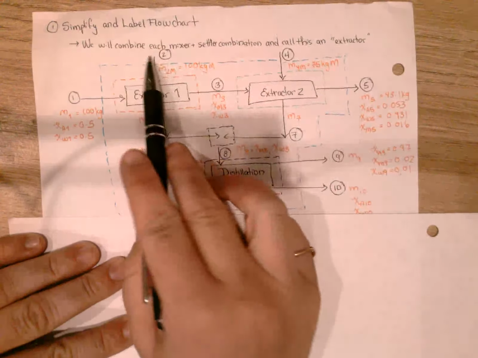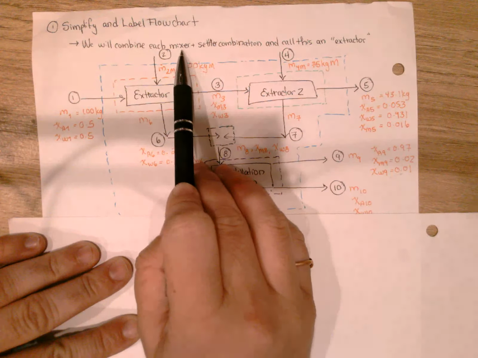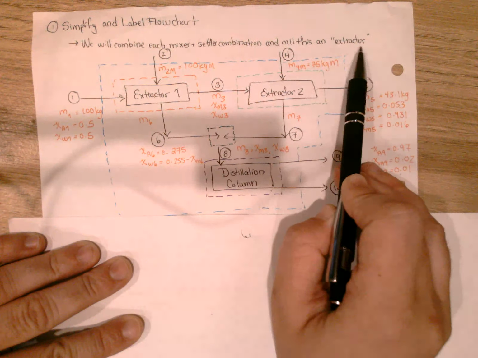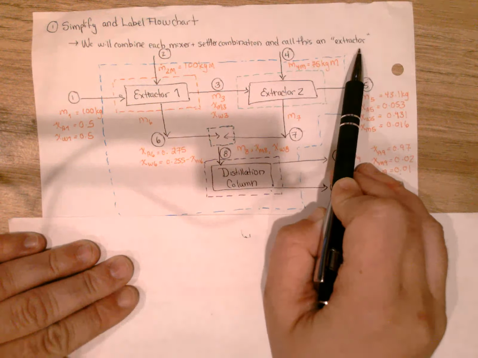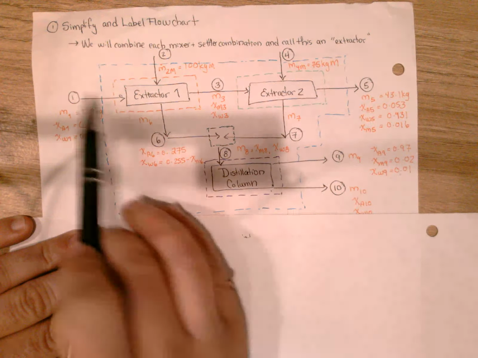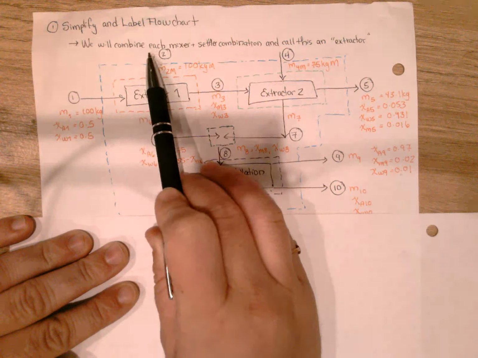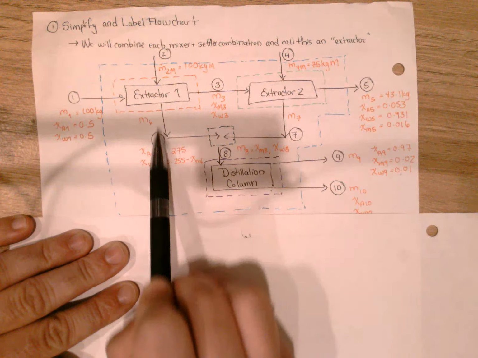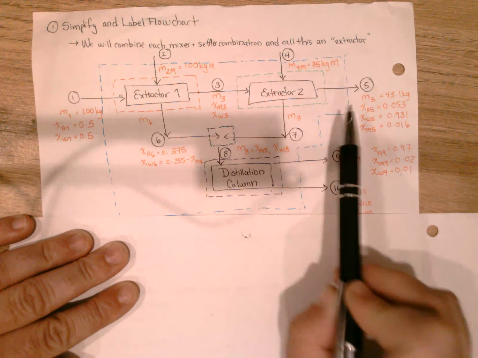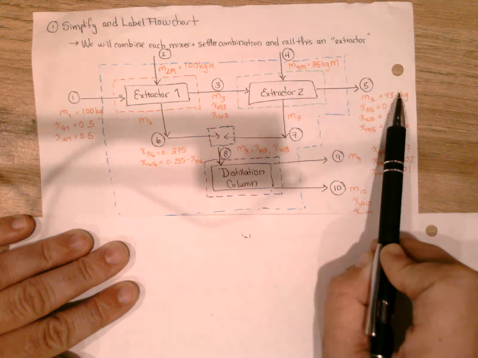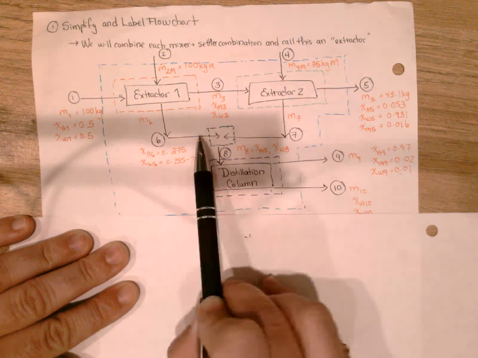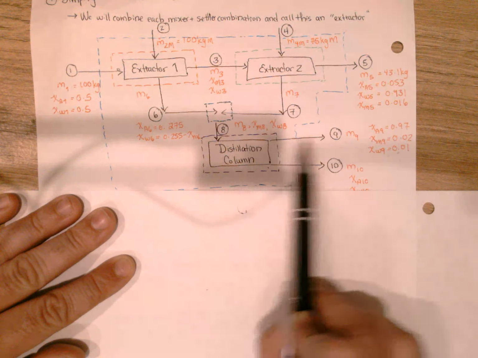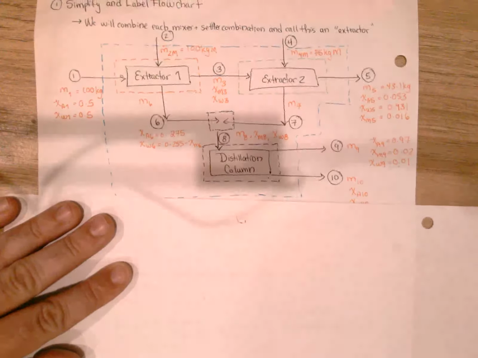So, something that we're going to do in this particular problem is we're going to combine each of the mixers and settlers in the problem statement into a combo, and we're going to call this an extractor. So we're going to have something coming into extractor 1 from one direction and an effluent coming out and going into extractor 2, and then another effluent that comes down into a mixing point. We have an input into extractor 2 and an effluent from extractor 2, and then another stream that comes into this mixing point. After they hit this mixing point, we go into a distillation column, which is going to have two different streams coming out.